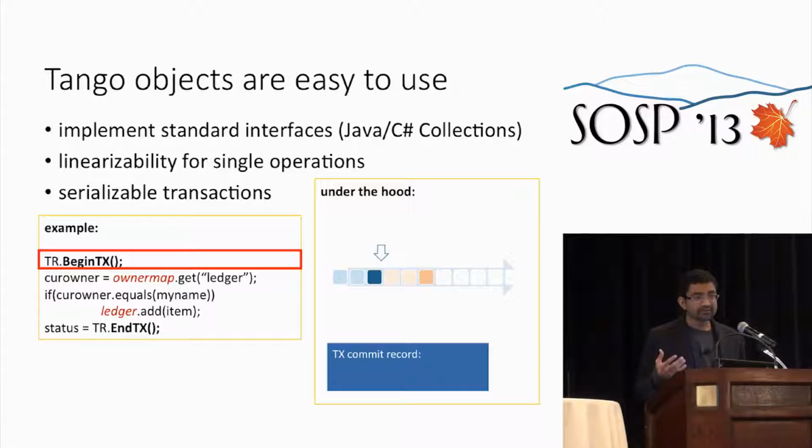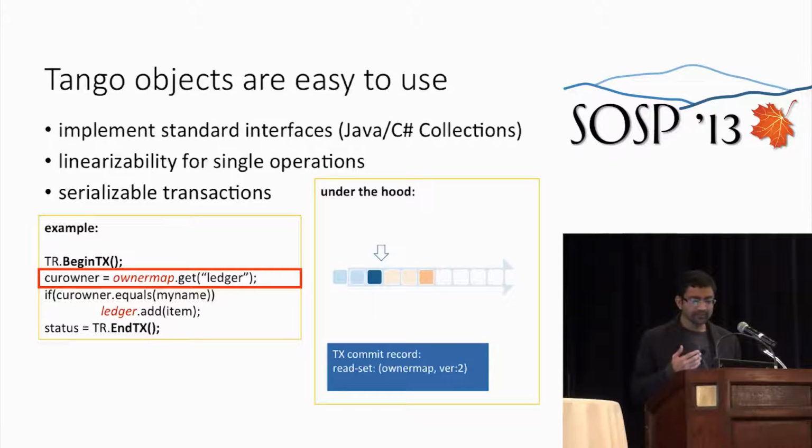Now, when the application does an accessor operation on a data structure, recall that in the linearizable case on the previous slide, we were synchronizing the view with the shared state immediately. In the transaction case, when your code is running in a transactional context, we don't do this. Instead, we return the state of the view immediately. And what the Tango runtime does is it makes an annotation in the commit record. It updates the read set in the commit record, saying the application saw this version of the object.